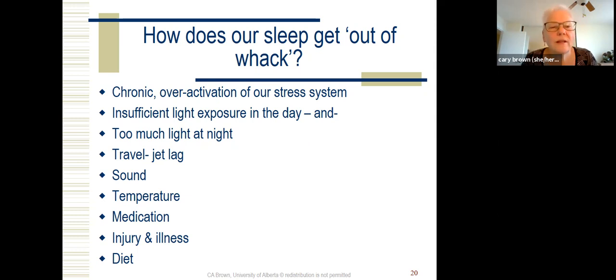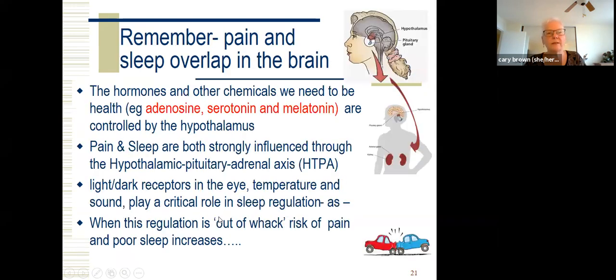Anyway, won't go into all that. So jet lag, sound. Okay, these are other things to talk about. Sleep is regulated very much by light, but also by sound and temperature. And then of course, medication, injury, and diet can throw things off. But I'm going to talk about light, sound, temperature, and bedding actually at this point.